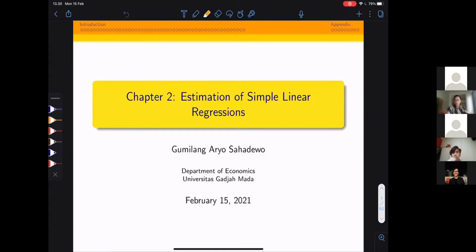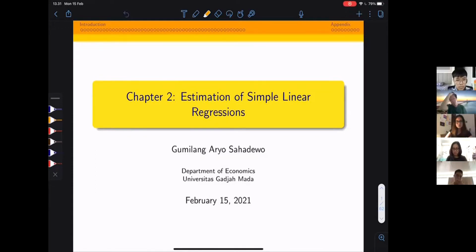Okay, welcome to the second meeting. This is going to be a meeting where we get quite technical on the topic. Today, the topic is going to be the estimation of simple linear regressions. This is basically the second chapter in Jeffrey Wooldridge's book. I'm hoping that you've had a chance to review it. Since the time is precious, I think we can start.